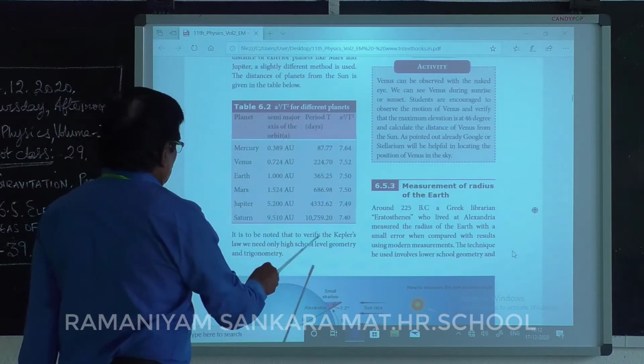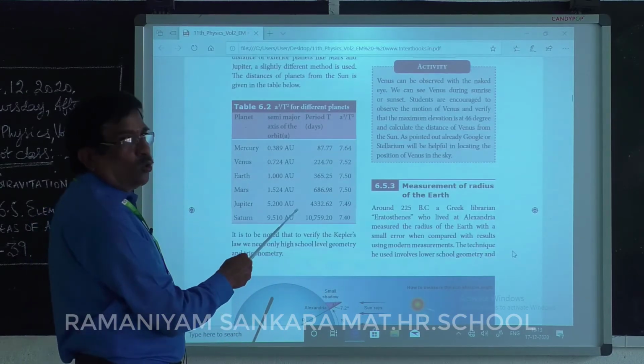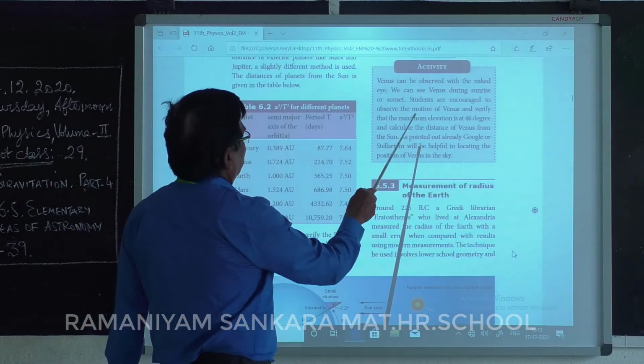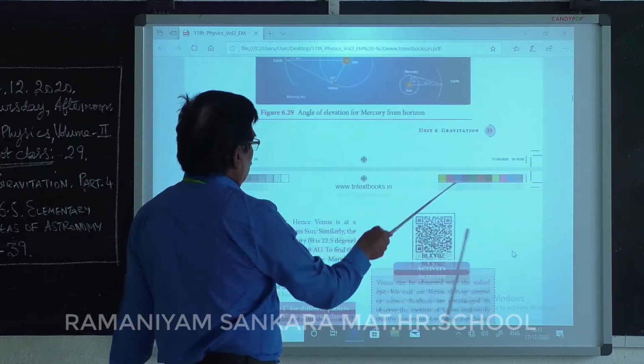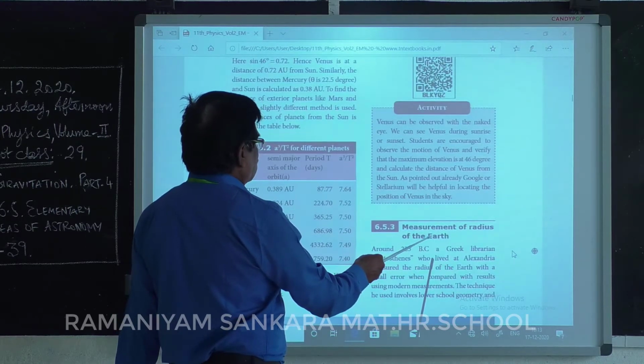It is to be noted that to verify Kepler's law, we need only high school level geometry and trigonometry, no need to go to research level. Okay, so activity, nothing there, no need. We go to the measurement of the radius of the earth.